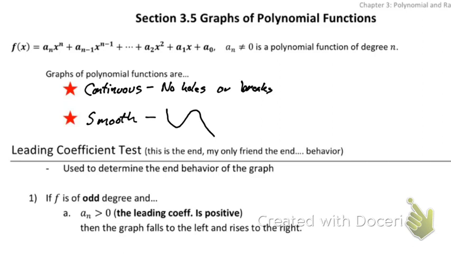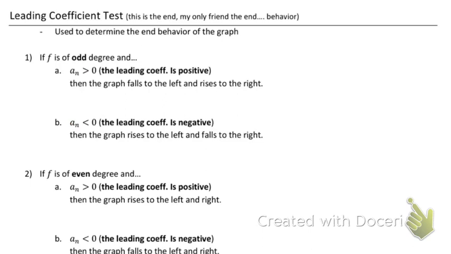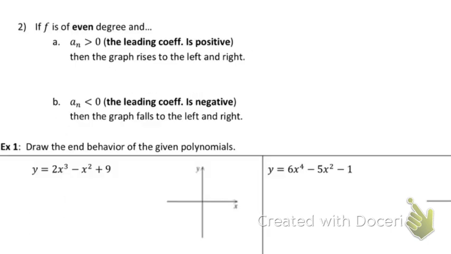Now we're going to talk about something called the leading coefficient test. You've already done this. In fact, let's start with the even degrees because we already know this one. I'm going to skip a slide here and go on to even first. Even is x squared, x to the fourth, x to the sixth, and so on and so forth. Well, let's look at x squared.